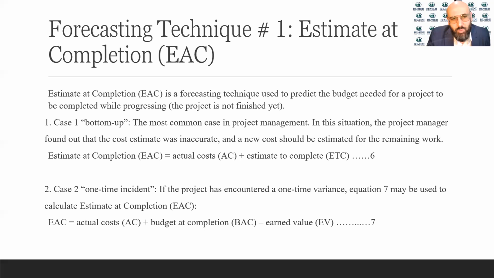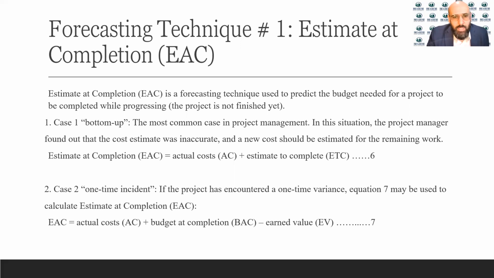One case is the bottom up, and this is the most common case in project management. In this situation, the project manager will find out the cost estimated was incorrect. So you are working on a project and you found out the cost that you estimated was wrong. You have to find out a new cost. You should be estimating a new cost for the new work. So you have to do an EAC using this equation: the actual cost, which is the initial budget, plus the estimate to complete. That estimate, how much do you need to finish that project? That would be the estimate at completion.